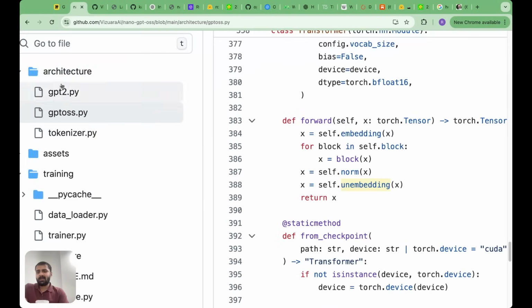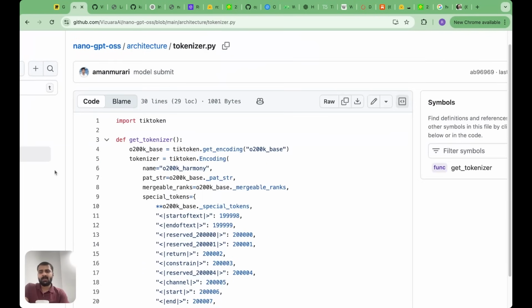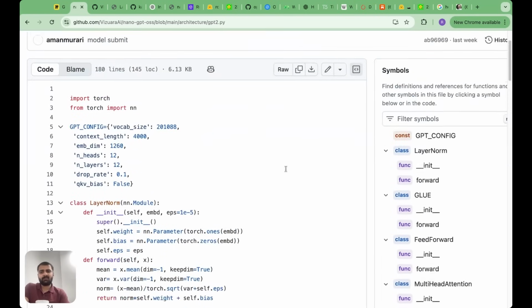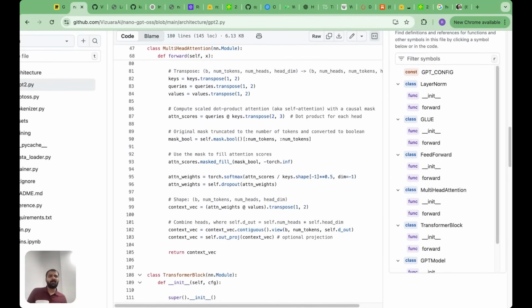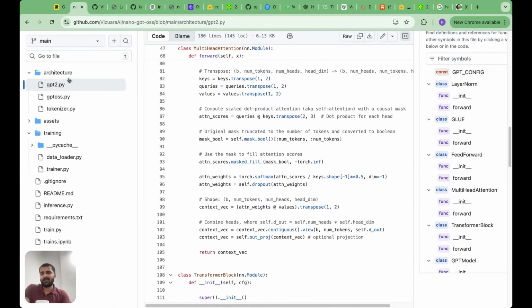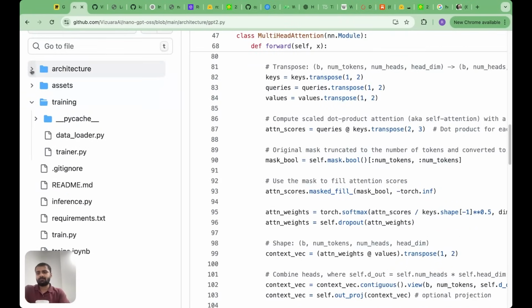If you look at the architecture, you will see the GPT-OSS.py and the Tokenizer.py. And you can even compare the architecture file to GPT-2.py. There are so many advancements compared to GPT-2. GPT-2 did not have rotary positional encodings. It did not have sliding attention. It did not have grouped attention. It did not have attention bias, attention sinks. It did not have RMS normalization. Many new things have been added as we go from GPT-2 to GPT-OSS.